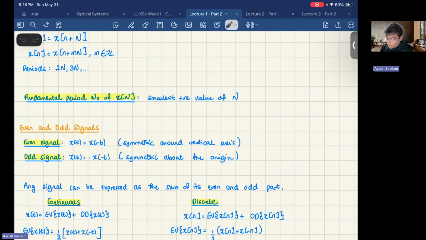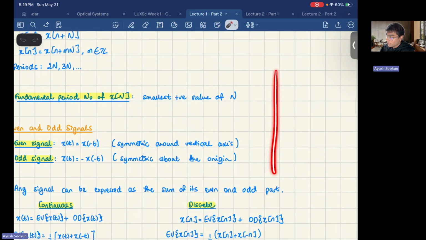Odd signal, there's a minus sign over here. So if you take an even signal and put a minus sign in front, it becomes an odd signal. The definition of an odd signal is like a cubic function here. You've probably seen this before. Now, if you were to flip this one, it won't be symmetric around the y-axis. Do you see what I mean? That's an odd signal.